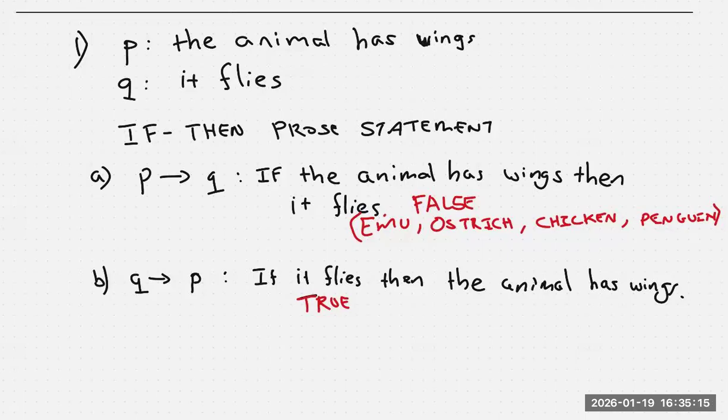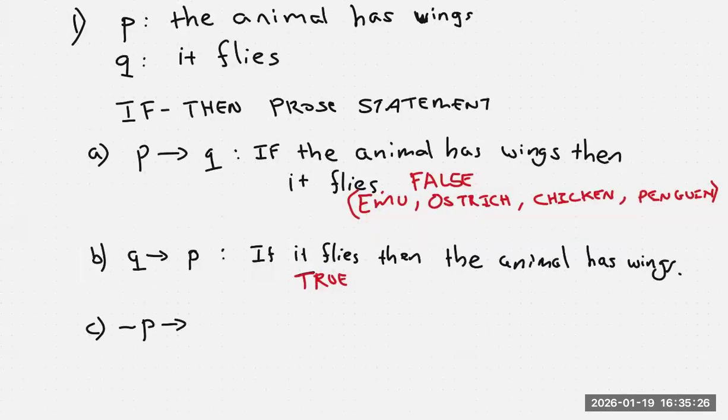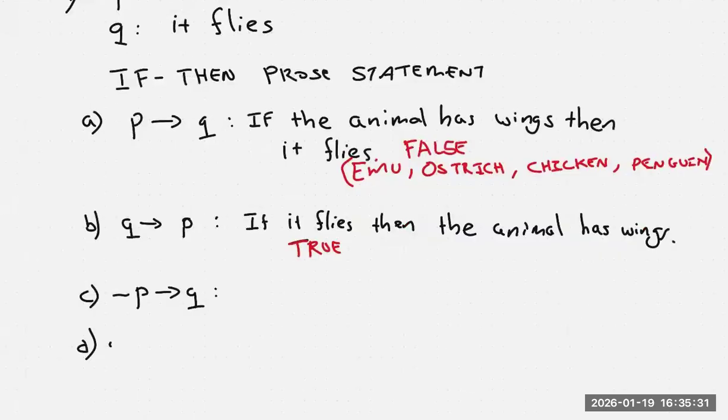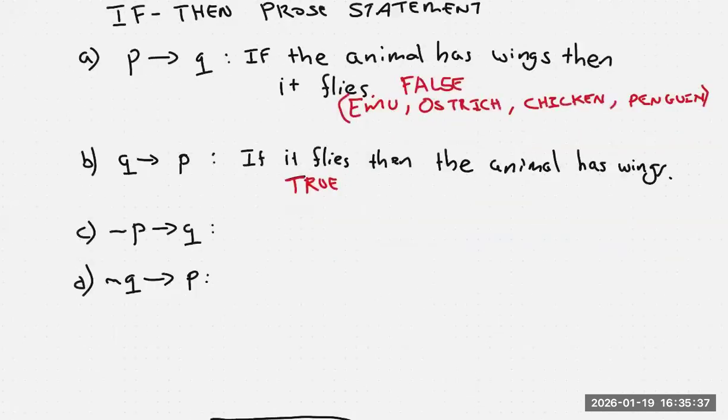So let's do some converse and contrapositive as well. Let's say general things before that. Let's do not P implies Q. Let's do the next one: not Q implies P. And then the converse of P implies Q would be Q implies P. Oh, that's already up here. Let me just label them. So this one was the converse of the original, P implies Q.